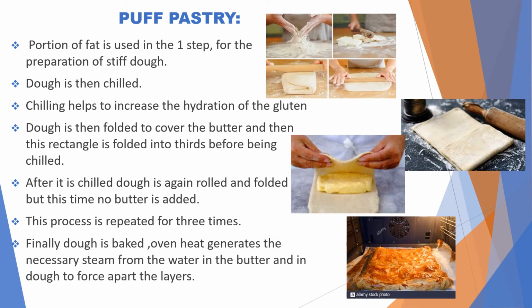Puff pastry. A portion of fat is used in the first step for the preparation of stiff dough. Dough is then chilled. Chilling helps to increase the hydration of the gluten. Dough is then folded to cover the butter, and then this rectangle is folded into thirds before being chilled. After it is chilled, dough is again rolled and folded, but this time no butter is added. This process is repeated 3 times. Finally, dough is baked. Oven heat generates the necessary steam from the water in the batter and in dough to force apart the layers.